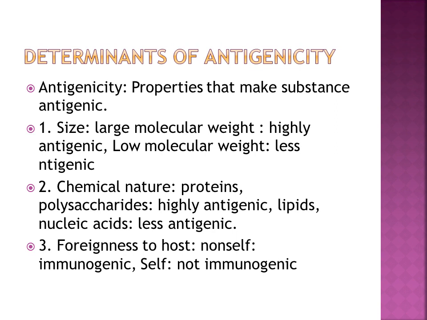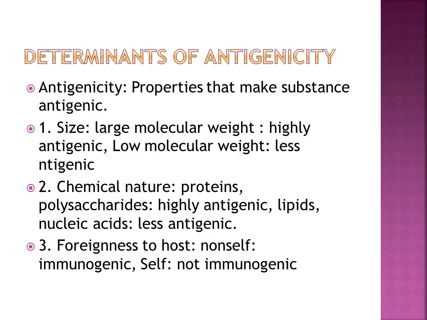Now we will see determinants of antigenicity. So what is antigenicity? We already saw it is the property that makes a substance antigenic. That means it combines specifically with the antibodies. So there are factors depending on which the substance can become antigenic. First is size. Large molecular weight substances are highly antigenic, and low molecular weight substances are less antigenic. Then second is chemical nature. Proteins and polysaccharides are highly antigenic, and lipids and nucleic acids are less antigenic.